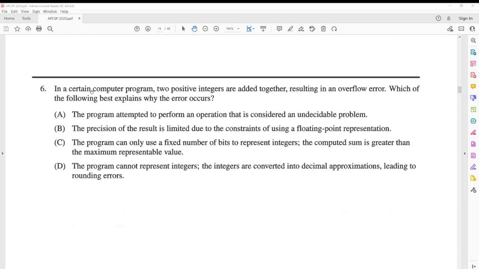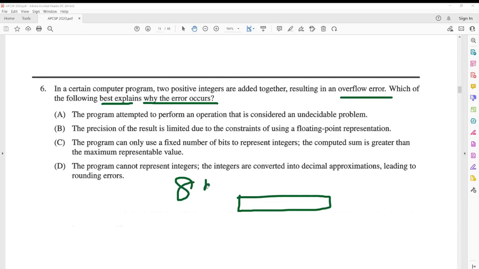Number 6. In a certain computer program, 2 positive integers added together result in overflow. Which is the best explanation of why the error occurred? Basically, if your number can only record 8 bits, say 255, I'm sorry, this one is 127.